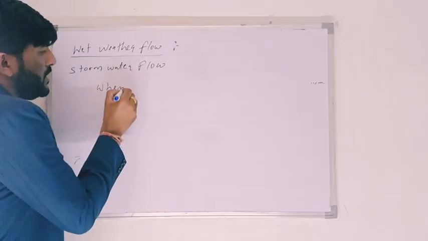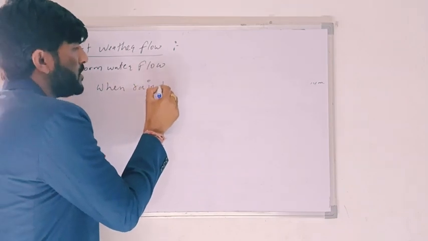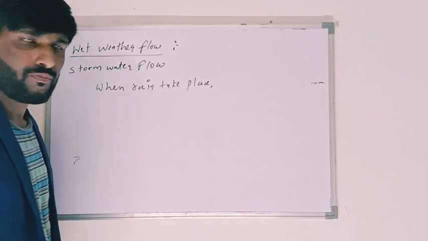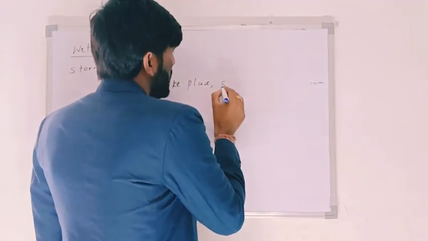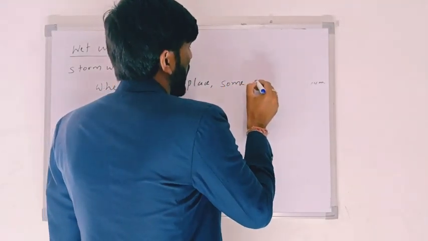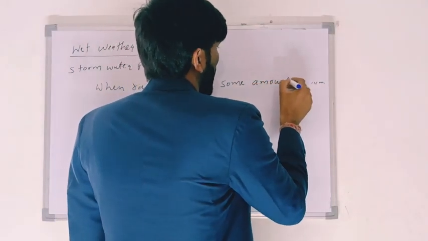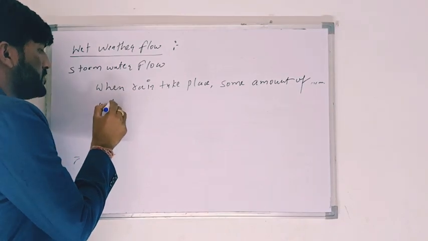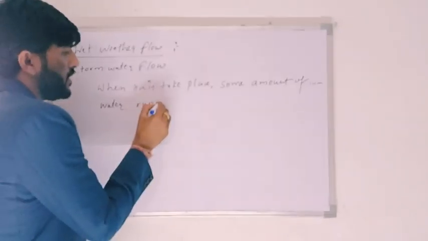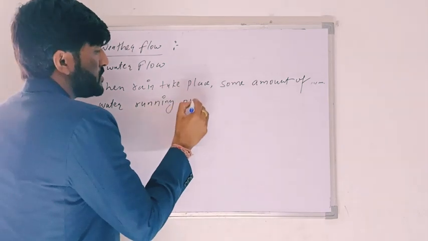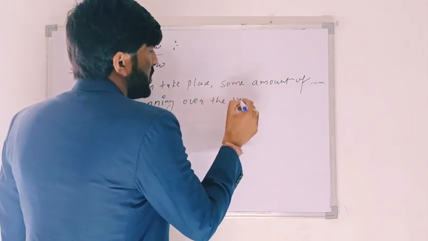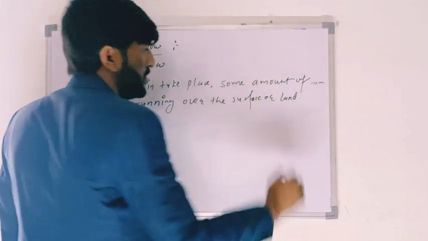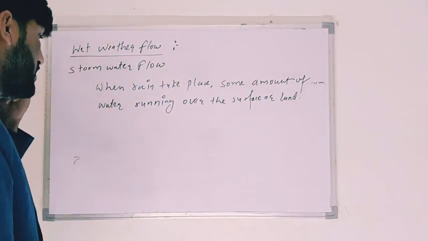When rain takes place, some amount of water running over the surface or land. This is your wet weather flow.